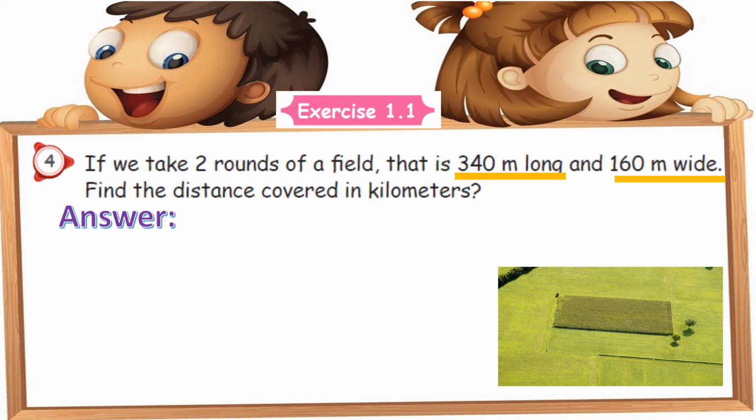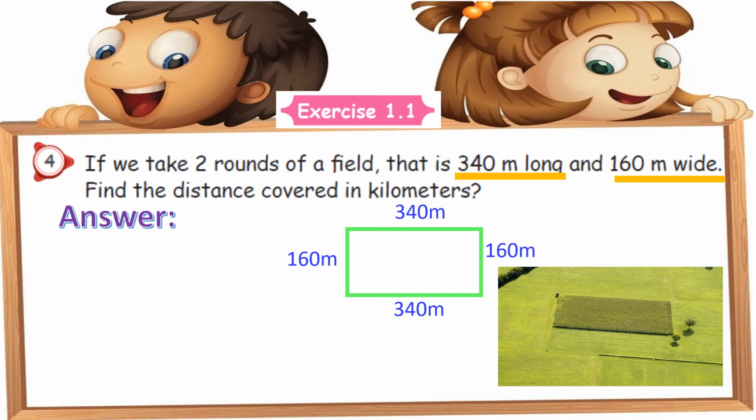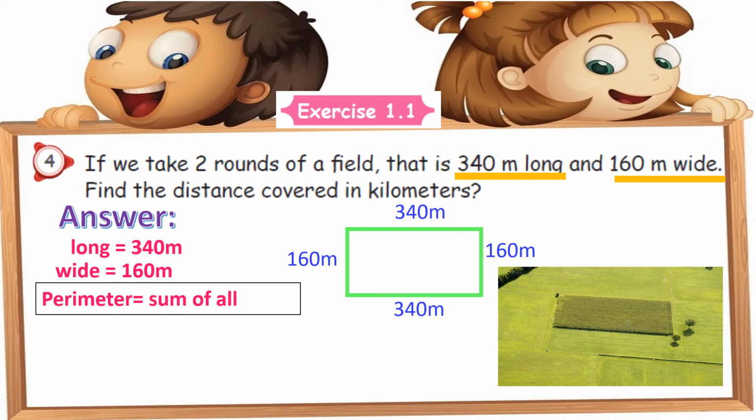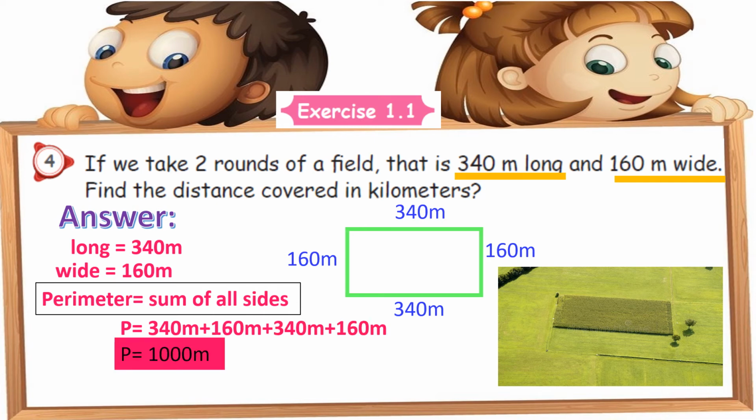As usual, draw one rough diagram of a rectangle shape and then mark its length and breadth: up and down, and left and right 160 meter. Okay, then as usual write the given portion. Long is 340 meter and wide is 160 meter. Then perimeter equal to sum of all the sides. So P equal to 340 plus 160 plus 340 plus 160. After adding we get the answer 1000 meter, right?